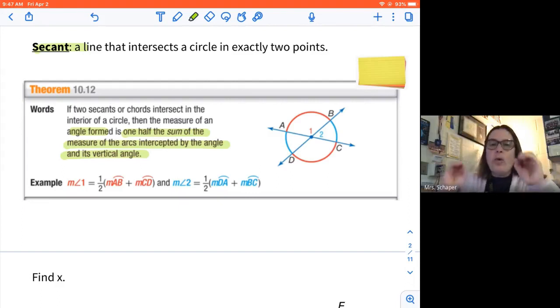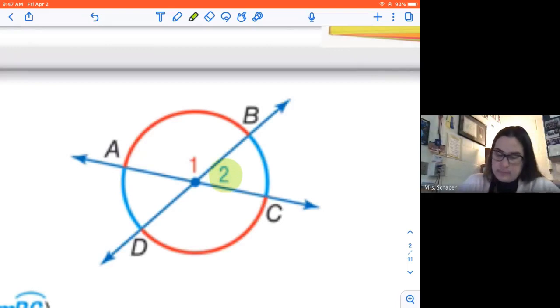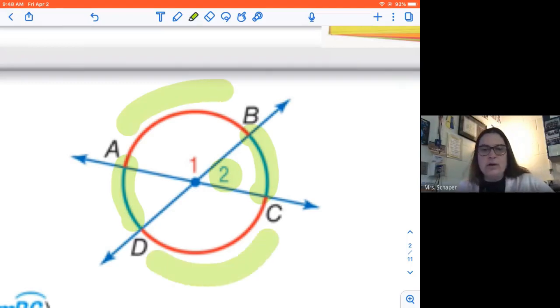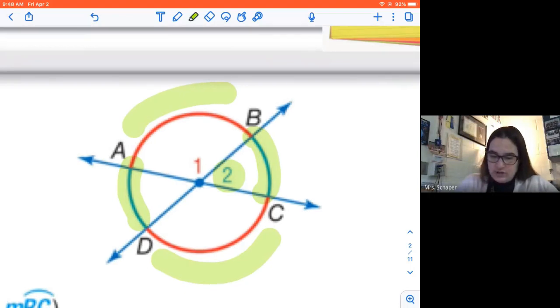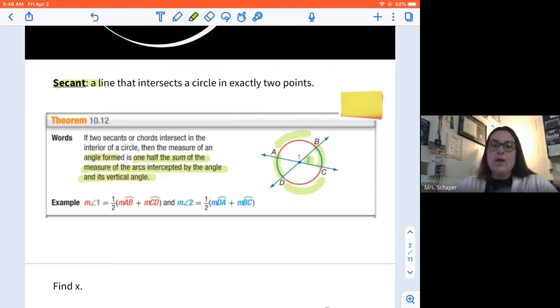What does that mean? What it means is this. The measurement of angle 2 is equal to 1/2 the sum of these two arcs. Likewise for angle 1, the measurement of angle 1 is equal to 1/2 the sum of these two arcs. So that's the relationship we're talking about when you have a secant, a line that intersects the circle in 2 points, or a chord, and they intersect in the circle.